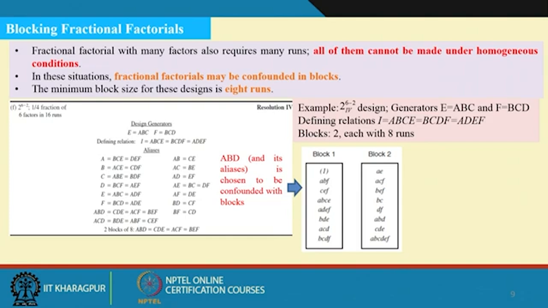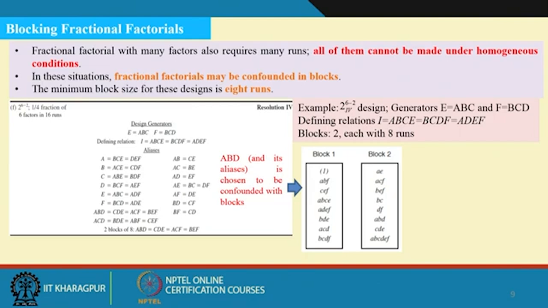Okay. Now here you have to choose the block. If you see the third order interactions, suppose ABC or ACD, suppose you choose ABD or any of its aliases to be blocked with the blocking variable, then what will happen? You can create 2 blocks. Suppose you confound ABD with blocks, then you will get this structure. From the design you have to find the ABD column, and then all the minus runs go to block 1, and all 8 plus runs go to block 2.